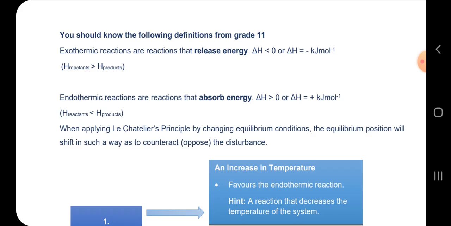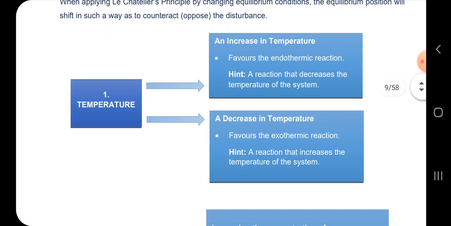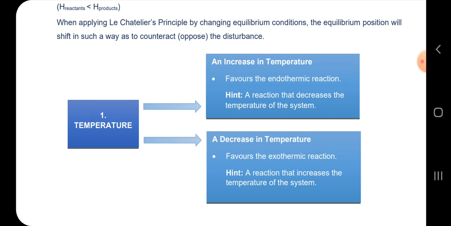So when applying Le Chatelier's principle by changing equilibrium conditions, the equilibrium position will shift in such a way as to counter or oppose the disturbance, as I have just said. With an exothermic reaction, the reactants are greater than the products. And with endothermic reactions, the reactants are smaller than the products. So let's look at temperature, number 1. What happens when you are trying to increase the temperature of a reaction? That will favor the endothermic reaction, a reaction that decreases the temperature of the system. So when you are trying to increase the temperature, the system will want to decrease it.